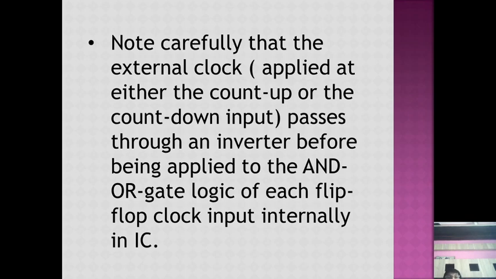Note carefully that the external clock applied at either the count up or the count down input passes through an inverter before being applied to the NOR circuit of each flip-flop input internally in the IC.